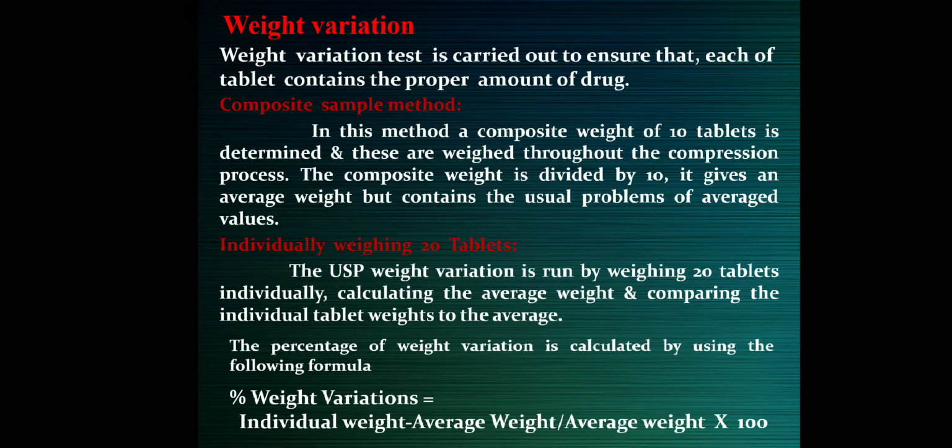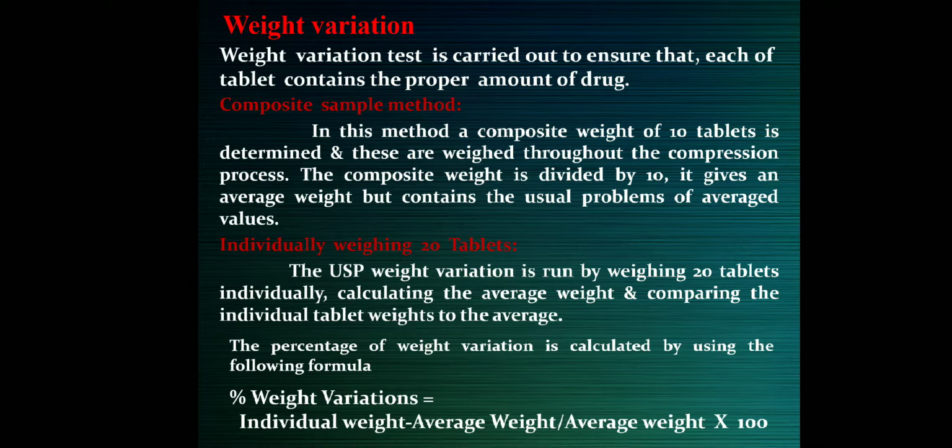The next important test is weight variation. The weight variation test is carried out to ensure that each tablet contains the proper amount of drug. Uniformity in weight indicates that the tablet has a uniform amount of drug and uniform quality.